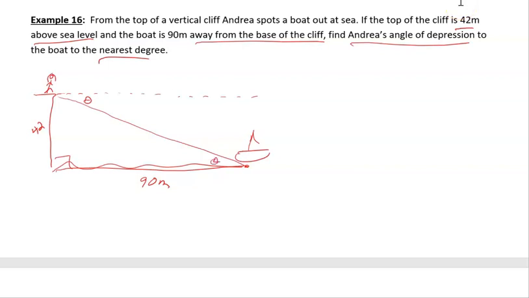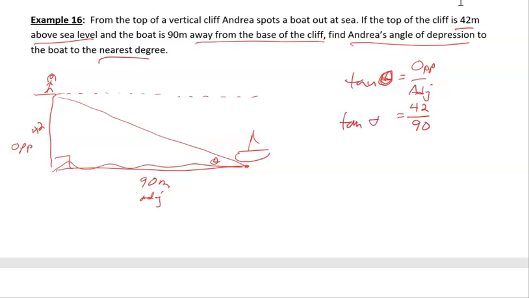If we think of that dotted line as parallel to sea level at 90 meters, now we can start our work. So again, we've got opposite and we've got adjacent. With opposite and adjacent, we're dealing with tan. So tan theta, we're going to have to figure out what theta is, is equal to the opposite over the adjacent, which in this case, the opposite is 42, the adjacent is 90.